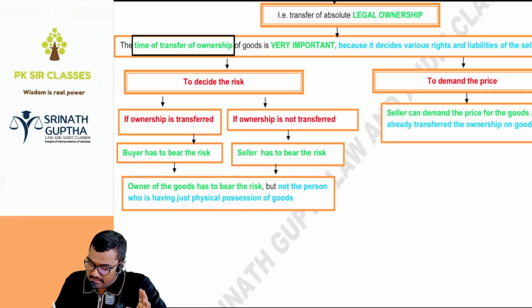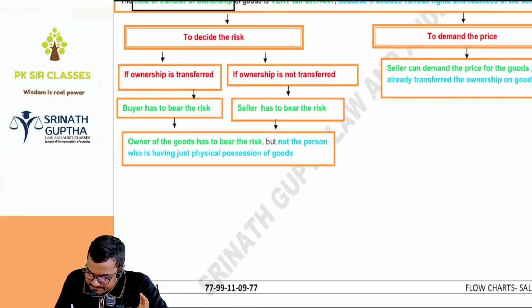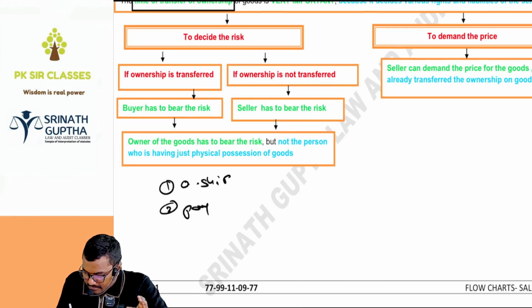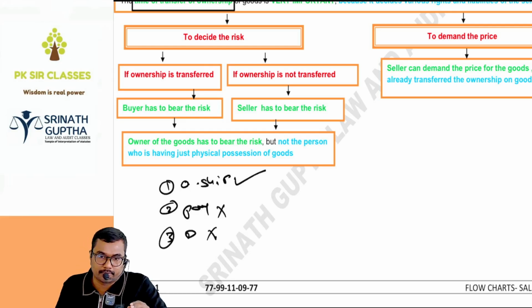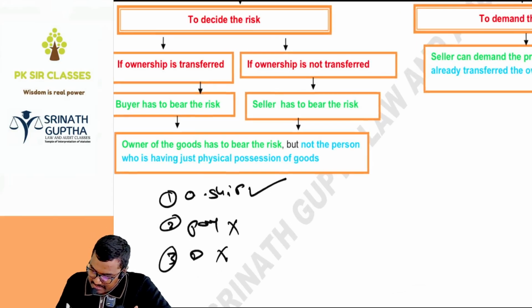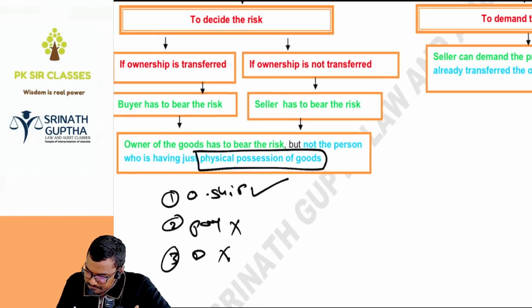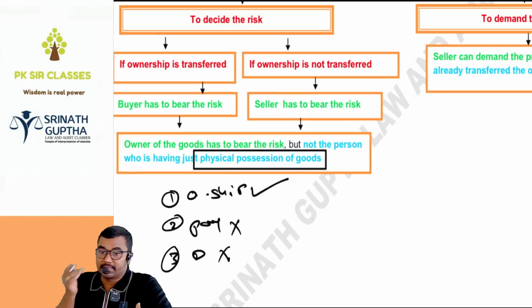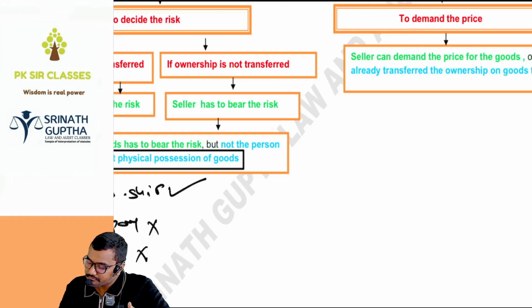In SOGA, 3 things will be there. One is ownership. Other one is payment. Other one is delivery. Secondary priority, ownership is important. Who is having the possession is not important. Who is having the ownership is important. The person having the ownership has to bear the risk of loss of the goods irrespective of possession.